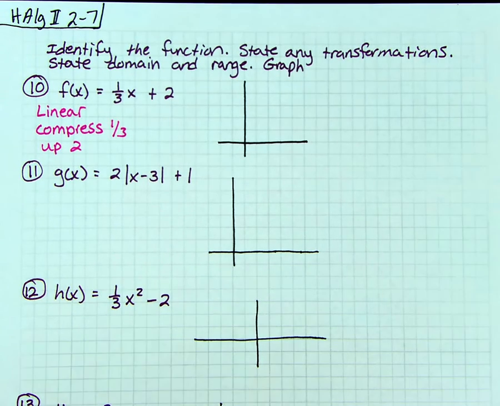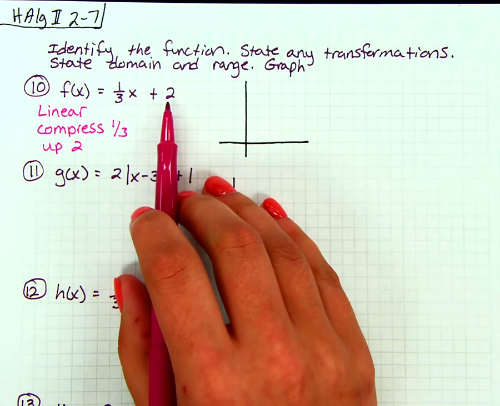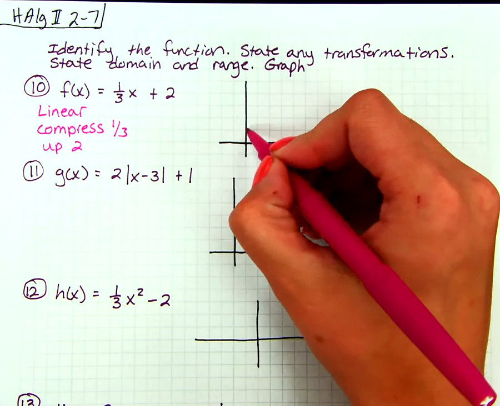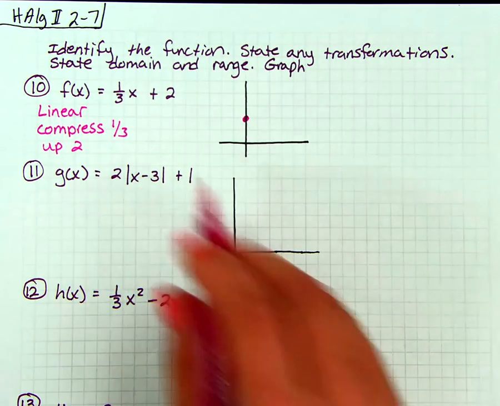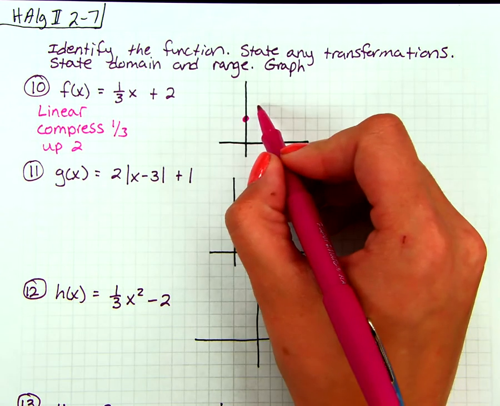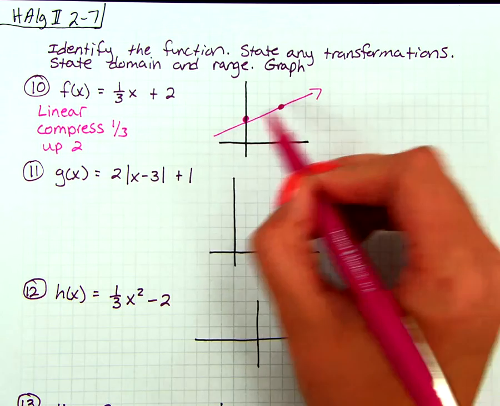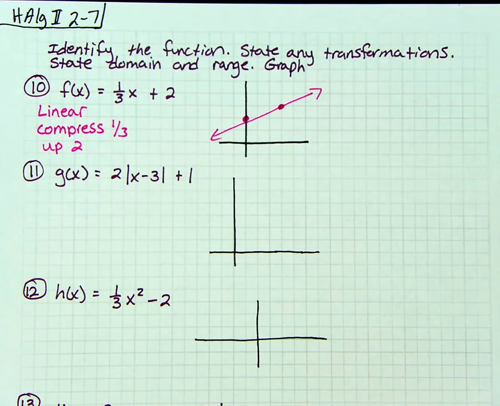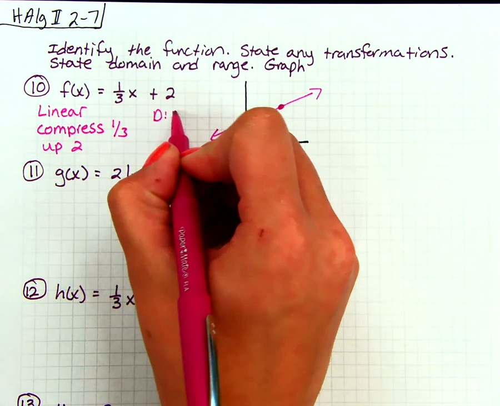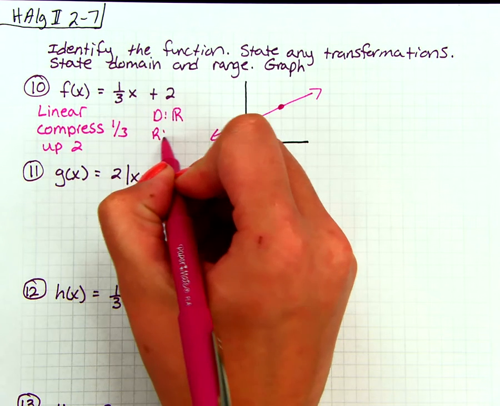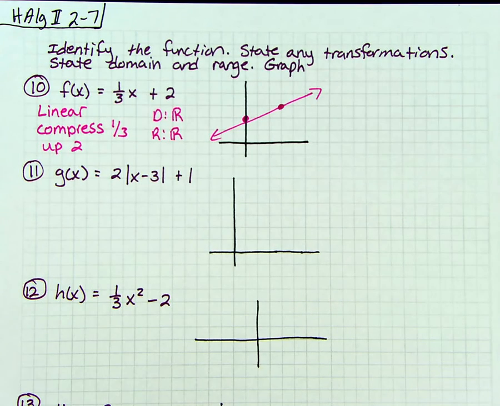All right, so since it's linear, we start at the y-intercept. So we're going to go up 2, put our point. And then our slope is 1/3, so we go up 1 over 3, put our next point. And then we're connecting them into a straight line. So if I'm looking at this, the domain is going to be all reals, and the range is all reals.